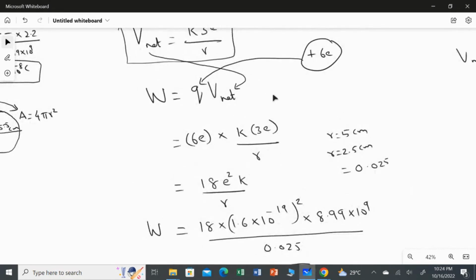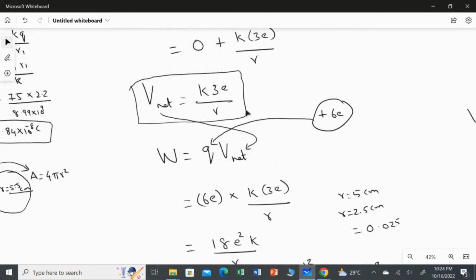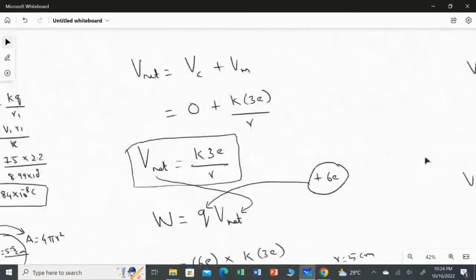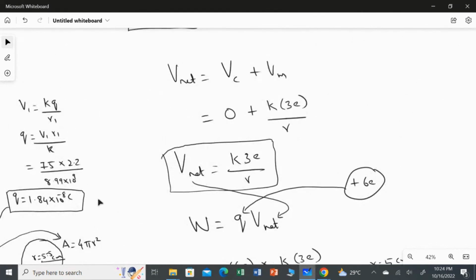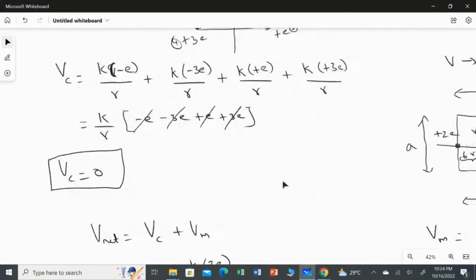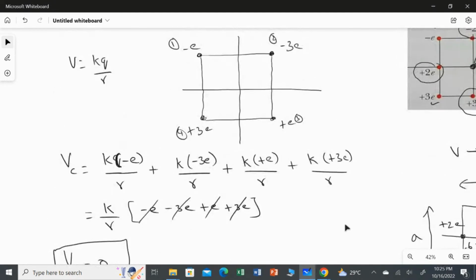Actually, here this R is only for the middle charge. Am I right? You have to see here, this is for the middle charge. But for the corner charge, what is our answer? When you multiply this value with 0, you will get 0. But what is the value of R for the corner charge? The value of R for the corner charge is different. So whenever you get the corner charge, the value of R is different. So how to find the value for the corner charge?